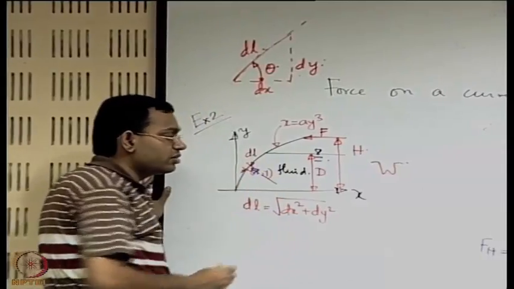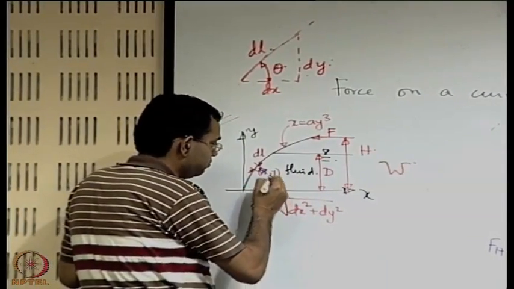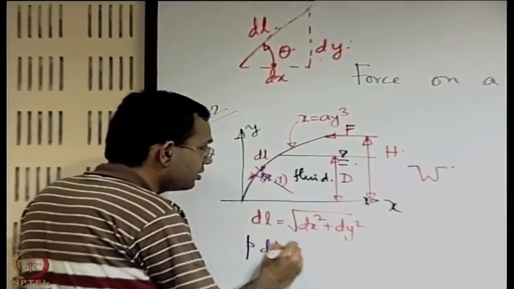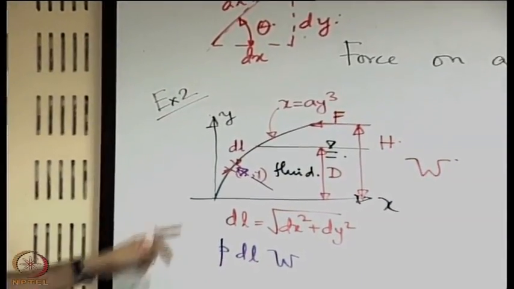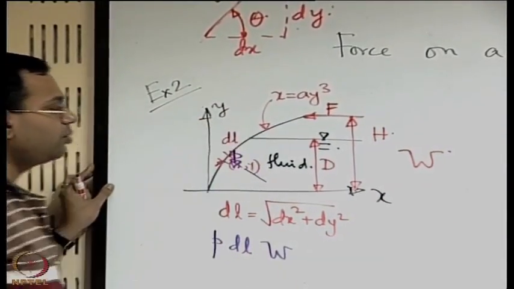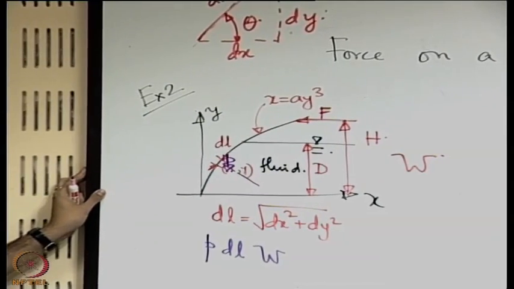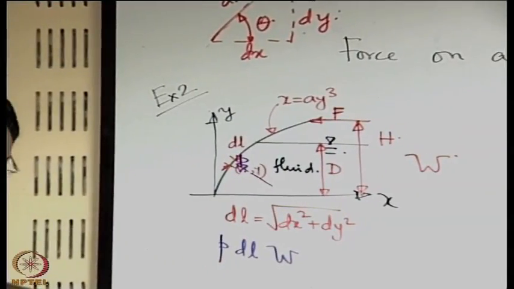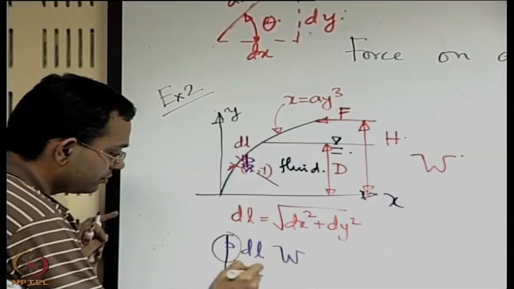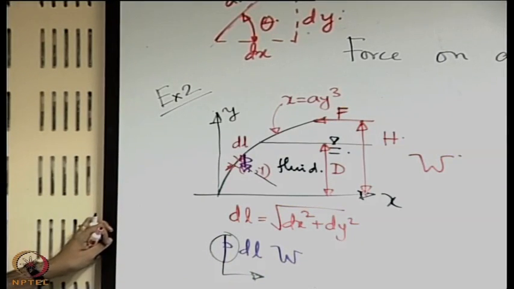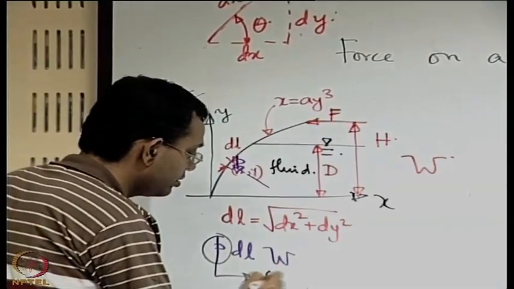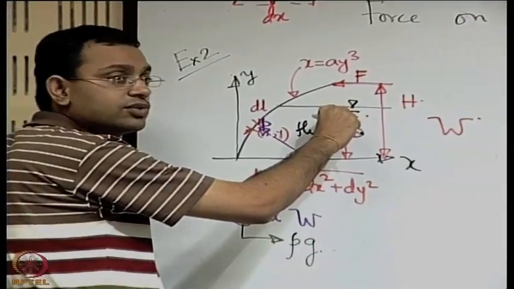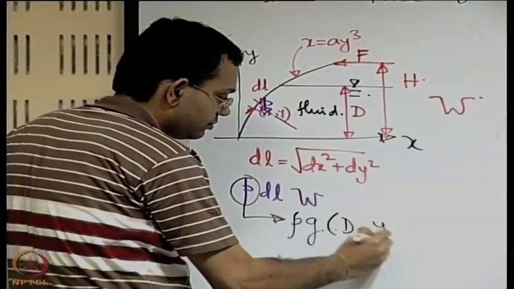So how do you calculate the horizontal component and the vertical component? First of all, what is the force because of this? It is P into dl into w, where P is the pressure at x comma y. So how is it related to the depth capital D? How can you express P in terms of the depth capital D? Yes, rho g into (D minus y), the height from the free surface.